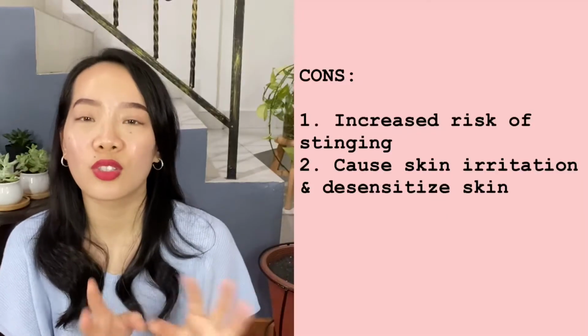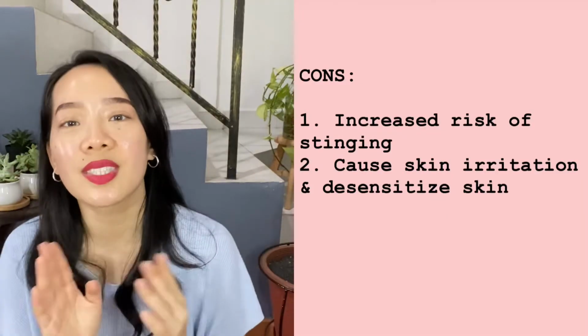Okay, second con for chemical sunscreen also has something to do with the ingredients, because there are more ingredients required to create enough protection from UVA, UVB, and also higher SPF. Means that there's a lot of chemical ingredients in a chemical sunscreen that can potentially cause irritation and also not so good for people with sensitive skin.